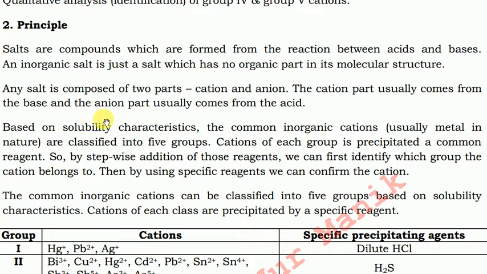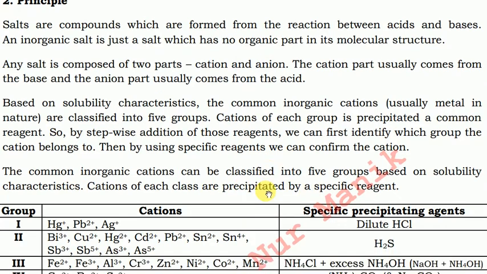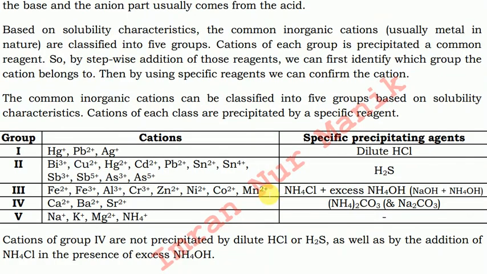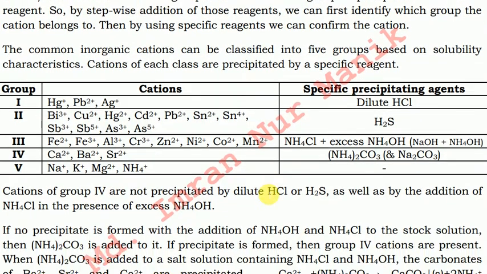Now, based on the solubility characteristics, the common inorganic cations, usually metals in nature, are classified into 5 groups. Cations of each group are precipitated by a common reagent. So, by stepwise addition of these reagents, we can first identify which group the cation belongs to, and then by using specific reagents, we can confirm the cation. Then let's look at the 5 groups of cations.